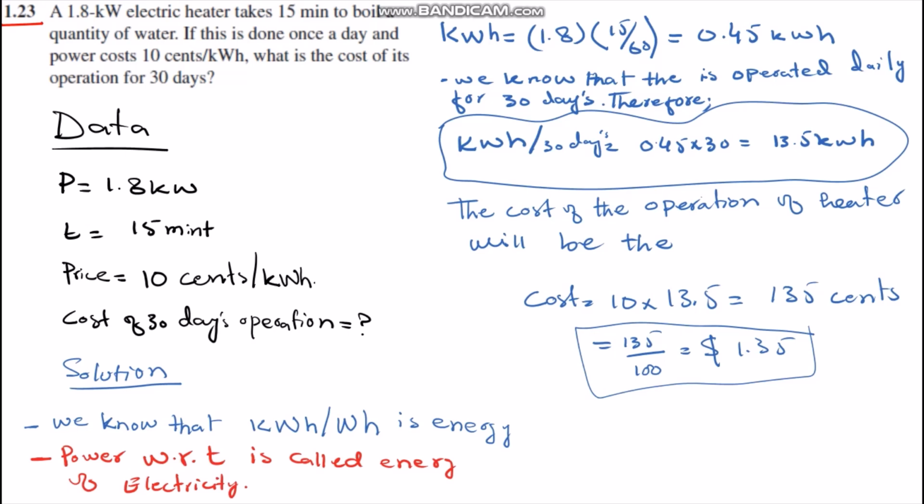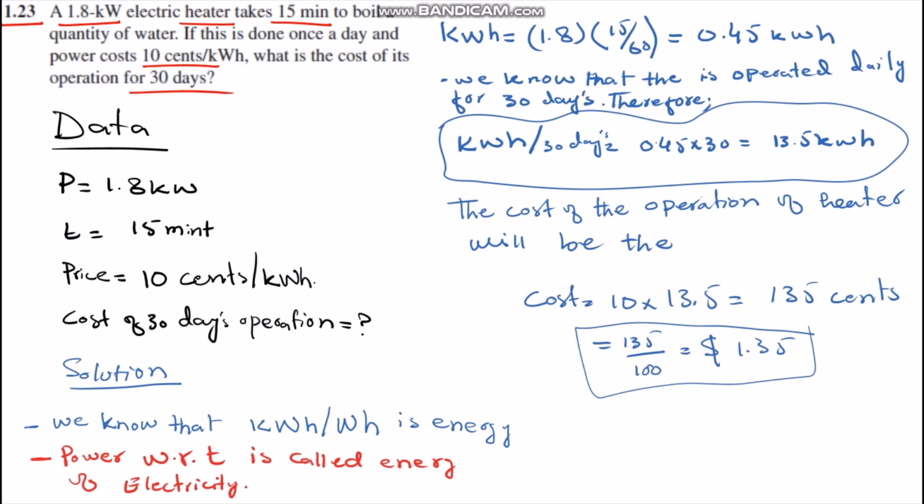The question is: a 1.8 kilowatt electric heater takes 15 minutes to boil a quantity of water. There is a particular quantity of water we heat using the kettle, which has a rated power of 1.8 kilowatt. In the question, the charge of electricity is 10 cents per kilowatt hour, and we are asked to find the cost of the electric kettle for 30 days.